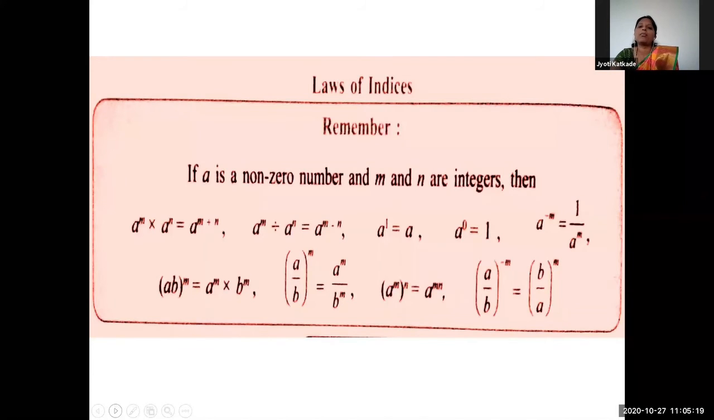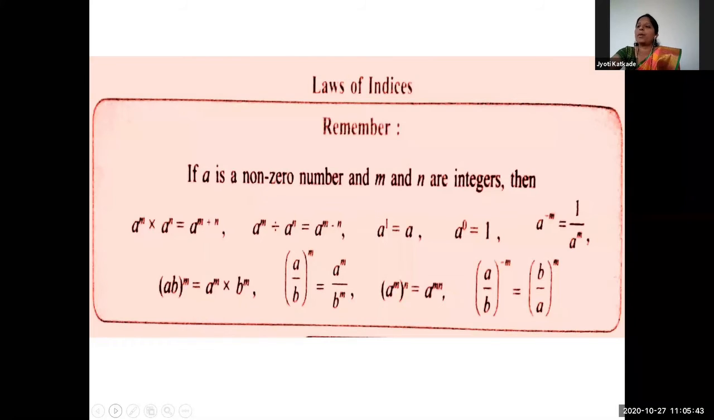When the power of any number is 0, then the value of that number is 1. And see, like this example, which someone asked me about, that is y raised to minus 4. See, a raised to minus m is equal to 1 upon a raised to m. I think you understand from this.